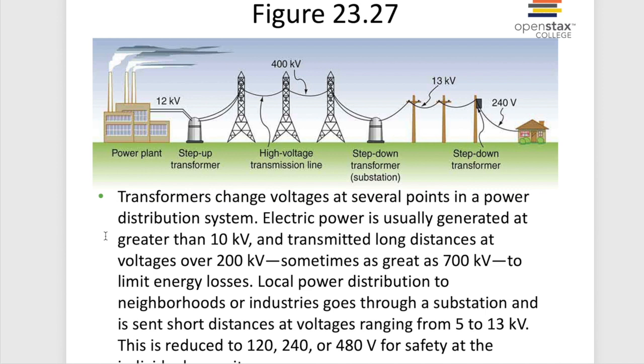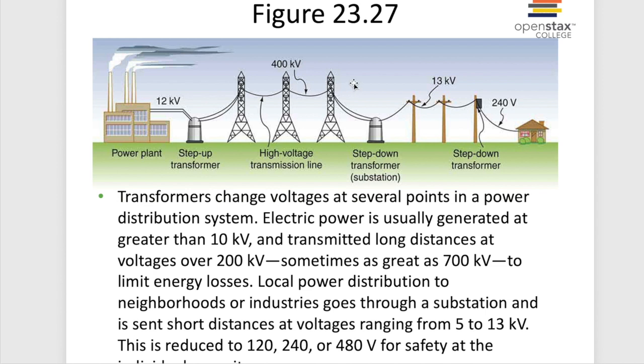So that's no good. So instead, we convert using a transformer from relatively, it's still high, but relatively low voltage, 12,000 volts at the power plant, to really high voltage, like 400,000 volts, which is going to be really low current. The relatively low current will have less loss of energy to the environment. I squared times R, the power loss, will be reduced.